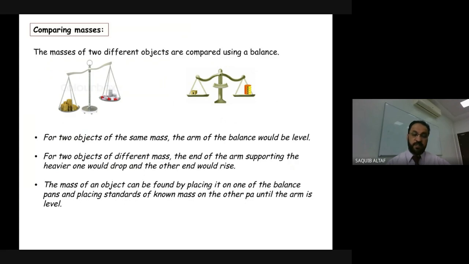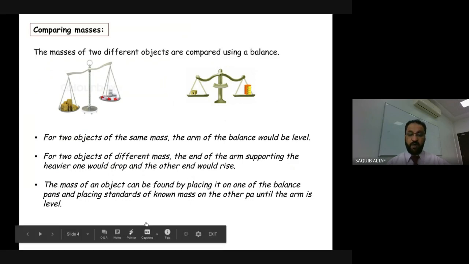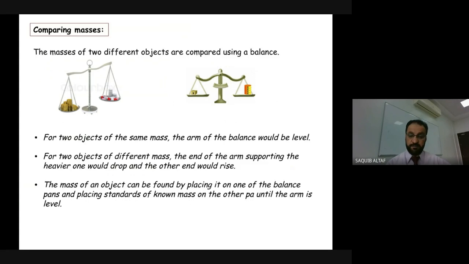I will read from here: for two objects of the same mass, the arm of the balance would be level. If both sides are equal, the arm will be level. For two objects of different mass, the end of the arm supporting the heavier one would drop and the other end would rise. It means that if one is heavier than the other, of course one side will move down and the other will go up.